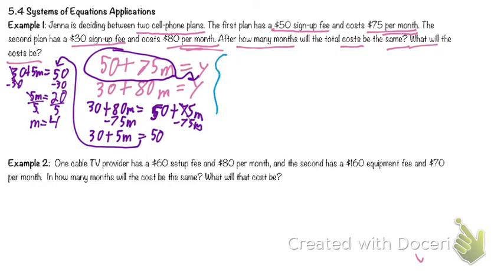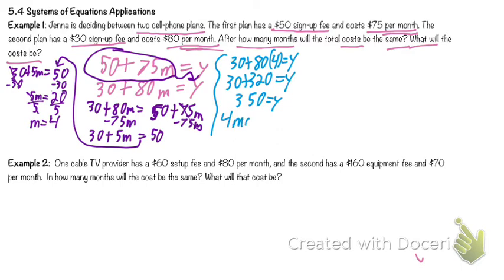So we could have, in the blue here, 30 plus 80 times 4 equals y. What is 4 times 8? 32, add a 0 then, 320. 30 plus 320 equals y. What's 30 plus 320? 350. So after how many months will they be the same, we said? 4 months. And what will the total cost be after 4 months? $350. Very good.